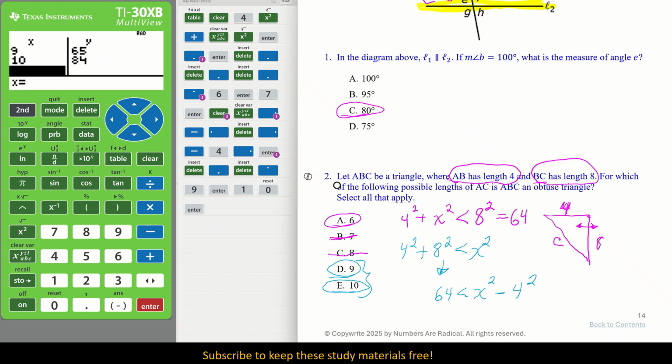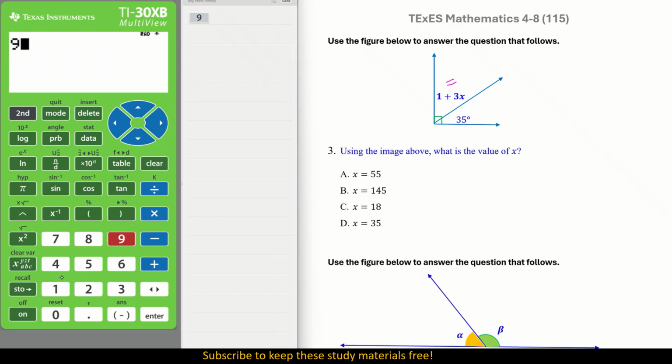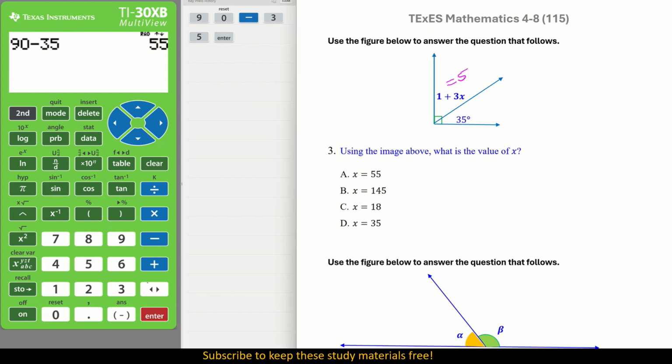Okay, all right, let's move on to number 3. Number 3, use the image above. What is the value of x? Well, if we have both angles added together, that is called complementary because of this little right angle we have for both of them. So we need to see what this equals. Well, 90 minus the 35 gives us the 55.